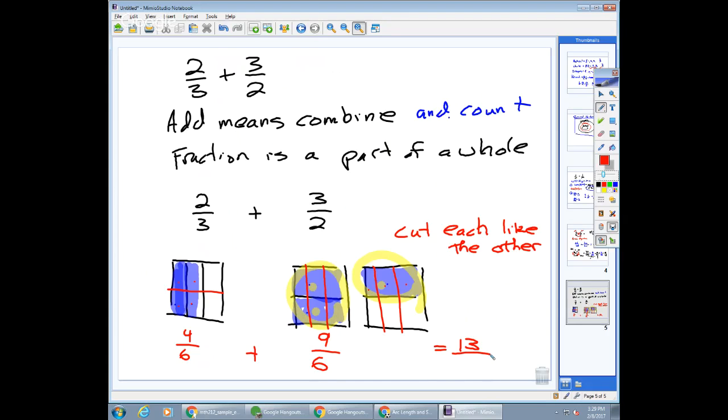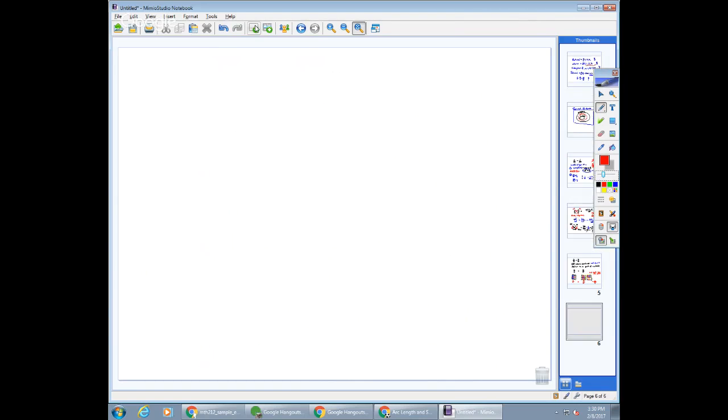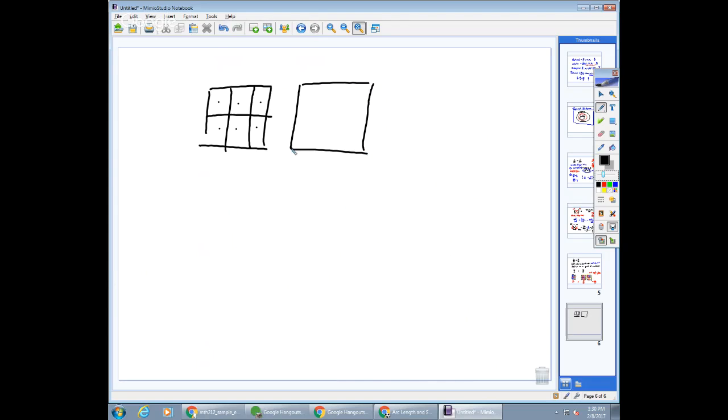And as far as a whole goes, there are 6 equal parts of a whole. So the answer's got to be 13/6. If you want to write it as a mixed number, then you'd have to regroup them. So I'll do that on another page. So when I put them together, I had, for example, completely filled up one whole. I had another one that had, oops, extra line, sorry about that.